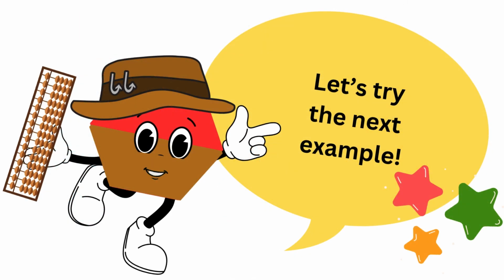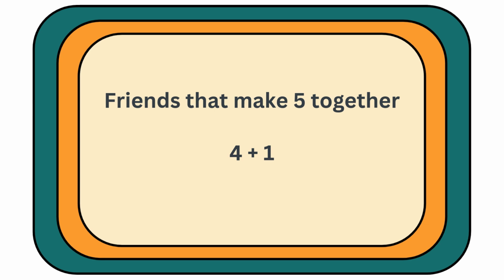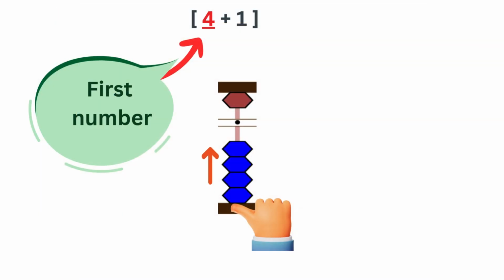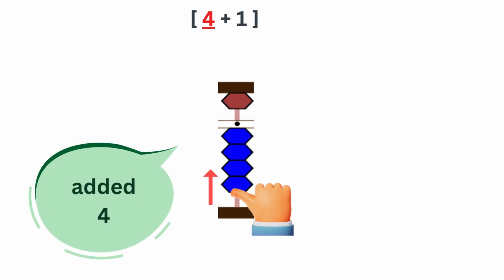Let's try one example to see how this friend approach works. Let's add 4 plus 1 on the abacus. The first number is 4, and it's a single-digit number. So, we add 4 in the ones column by moving 4 lower beads towards the bar.